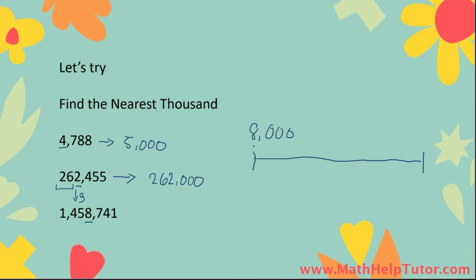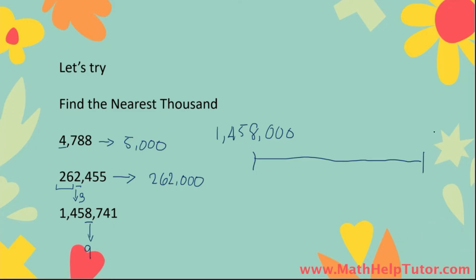But our number is far higher than 8,000. But we have to consider that there are also places to the left of the place that we are rounding. So we have to consider that when we are looking for the nearest thousands place. And here we can see that our current thousands place is 1,458,000. So what comes after 8?